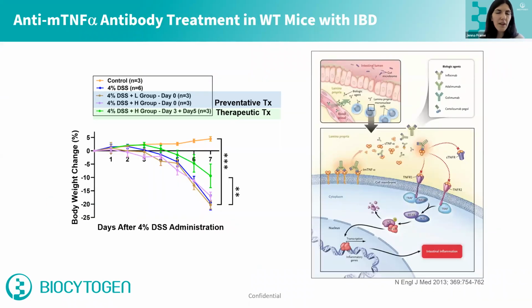In this next pilot study, we sought to intervene with anti-TNF therapy, which is the current treatment for IBD in humans. So in these experiments, both a preventative and therapeutic treatment was given for the antibodies either on day 0 or on day 3 and day 5. So as you can see from the graph, the therapeutic treatment of the mice shown by the green bars helped to reduce the weight loss induced by DSS.